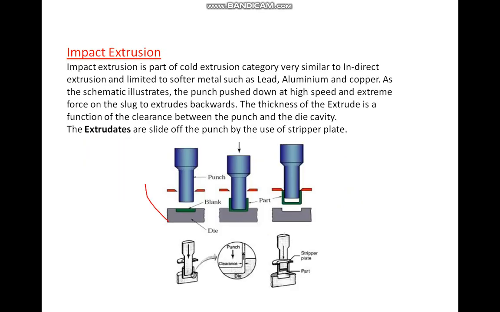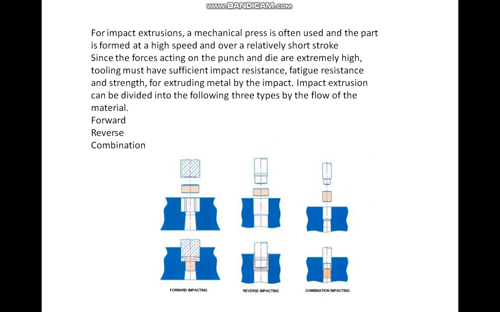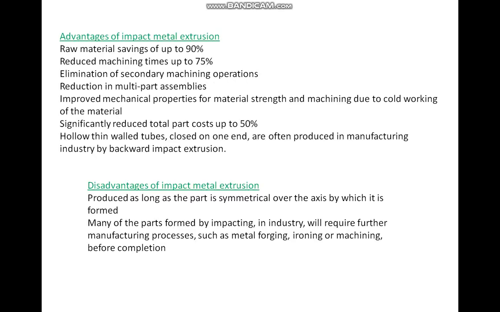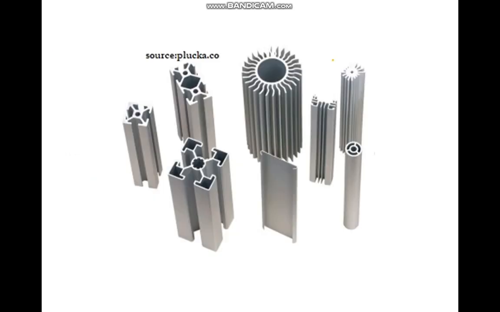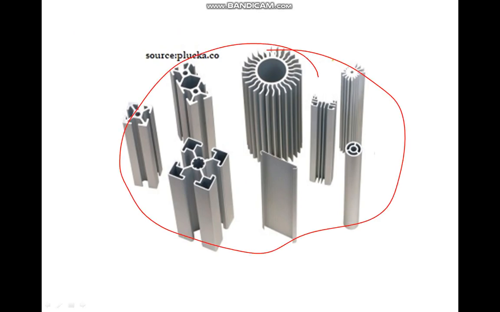This is the block diagram of the impact extrusion process. Again, impact extrusion is forward, reverse or a combination of both. Advantages and drawbacks of the impact extrusion process are given here: raw material saving up to 90%, reduced machining time up to 75%, elimination of secondary machining operations, reduction in multi-part assemblies and like that. And these are the various parts extruded through the cold or hot working of metals.